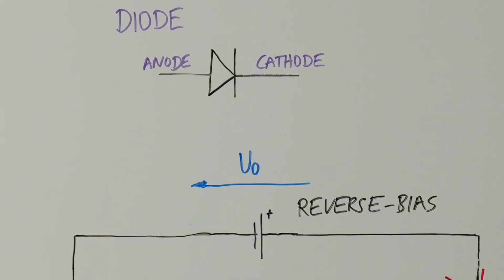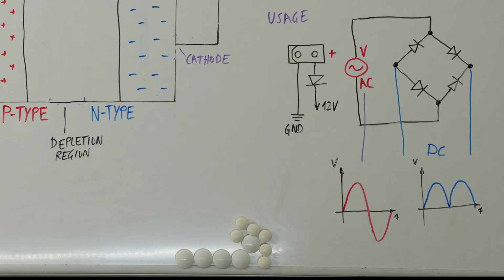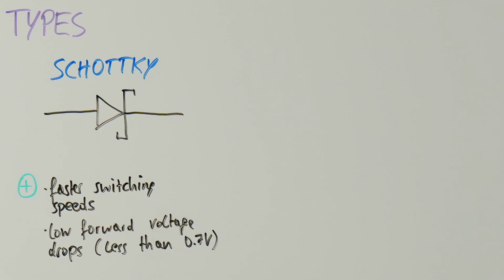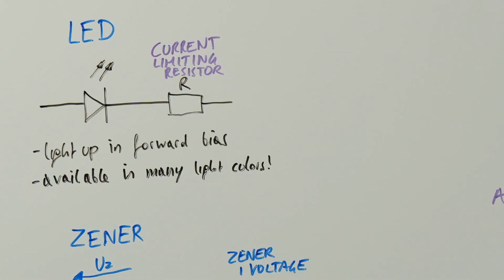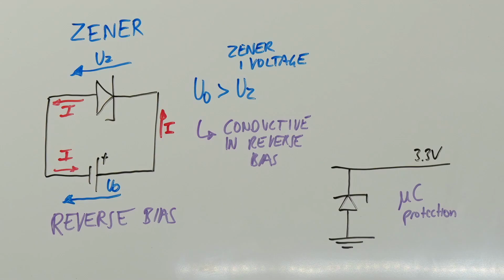Through that, we have created a component which allows current to flow in only one direction, which we call a diode. A diode can be used to protect our circuits against reverse voltage or to rectify alternating current to direct current. There are special diodes such as LEDs, which light up in forward bias, and Zener diodes, which allow us to protect our devices from overvoltage.